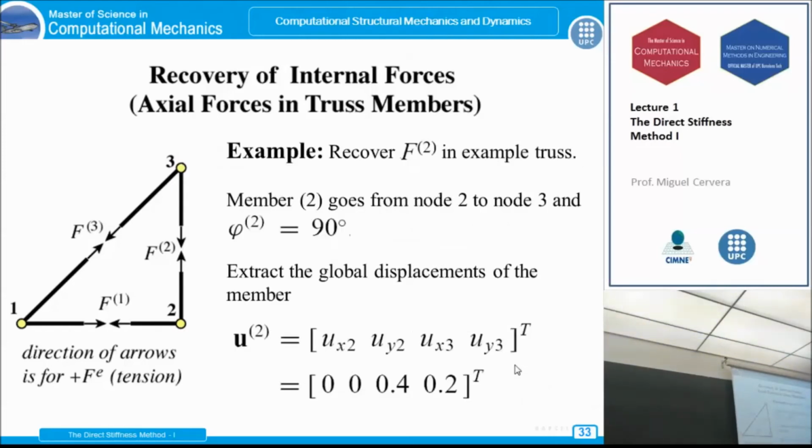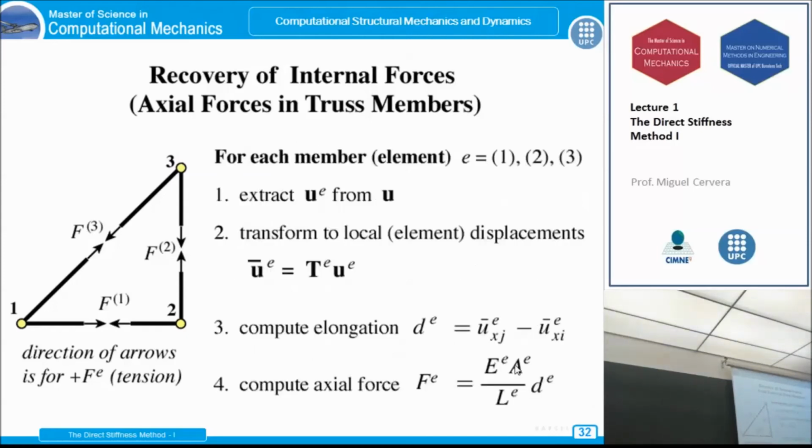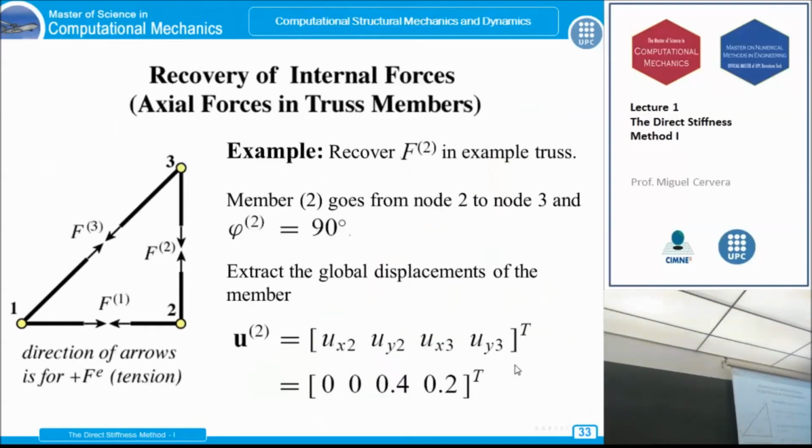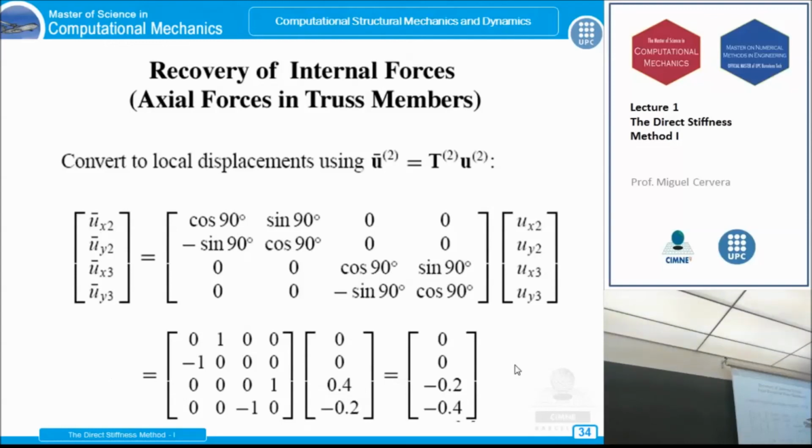For instance, if we want to know the axial force here, we remember that the inclination angle is 90 degrees. So we go to here, and we extract the displacements of nodes 2 and 3, meaning that we forget about this. And we get this. There is a minus missing here. Okay? We build the T again, the transformation matrix. We multiply, you see the minus? We multiply and we get this.